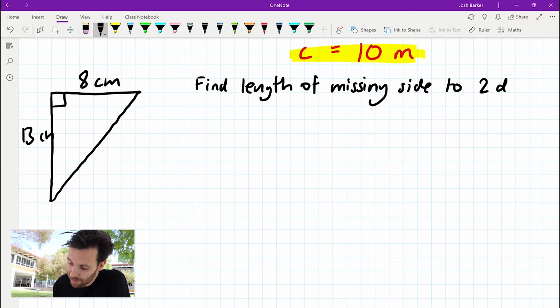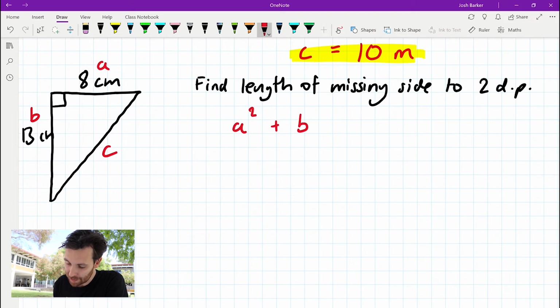To 2 decimal places. Okay, so step 1, we'll start with step 1, is still the same. I'm going to label this A, B, and C. Doesn't matter which way around you call A and B, as long as you pick one and stick to it. Okay, now I'll write down the equation. A squared plus B squared equals C squared.